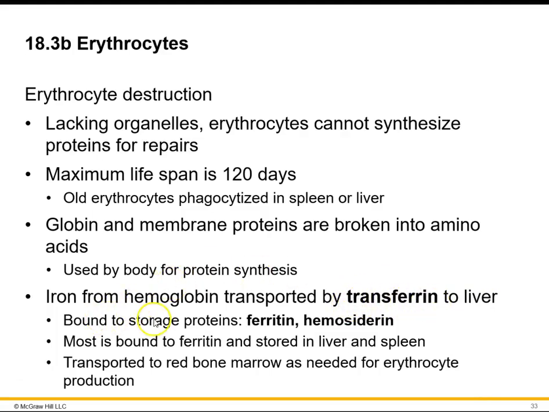And then when it gets to the liver, it's going to be bound to storage molecules, ferritin and hemosiderin. And basically, the liver and the spleen act as your iron storage areas, and then as needed, they will transport iron to the red bone marrow as red blood cells are being made. Okay, so that's how the globins and the membrane proteins are broken down, and that's how the iron is recycled.